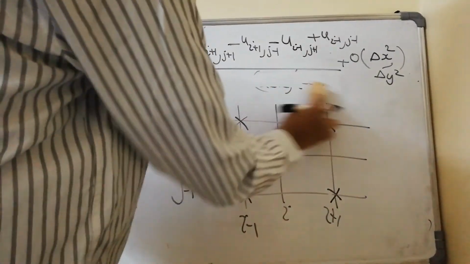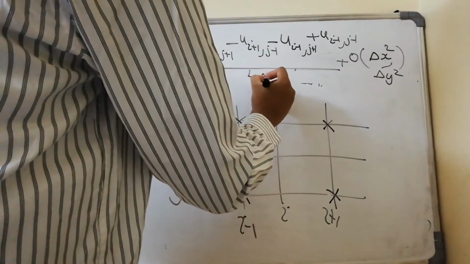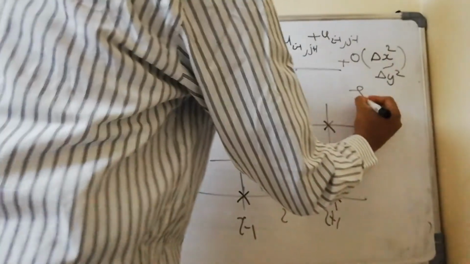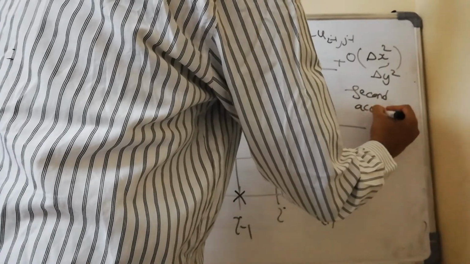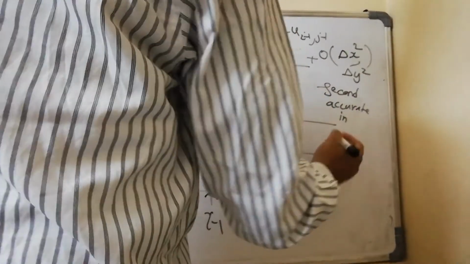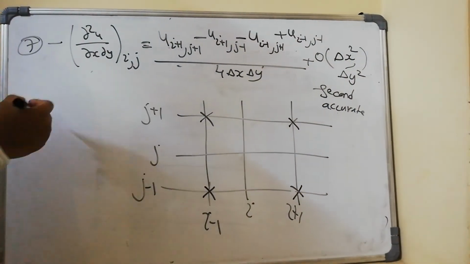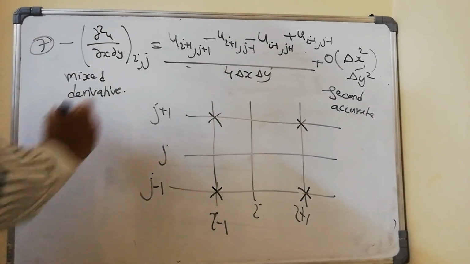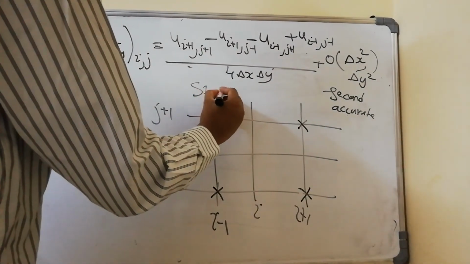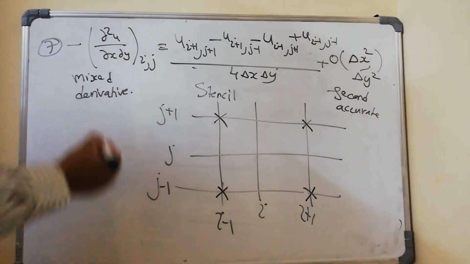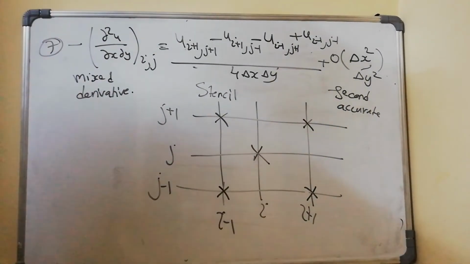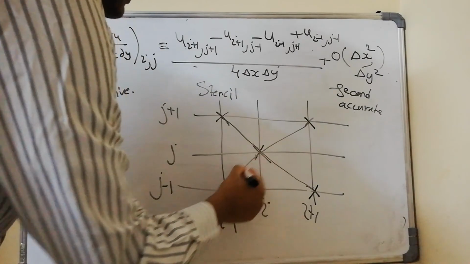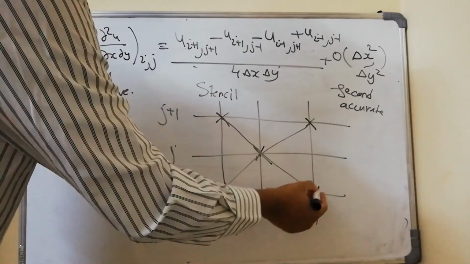Okay, I can simplify this as well. I can simply write it as 4 delta x delta y. This is also second order accurate in both x and y. So this is a second order approximation for the mixed derivative. And this is the stencil that we get. So these are all the points that we need to approximate the derivative at the (i, j)th location. So to get the mixed derivative at this location, I need data from 1, 2, 3, 4 points.